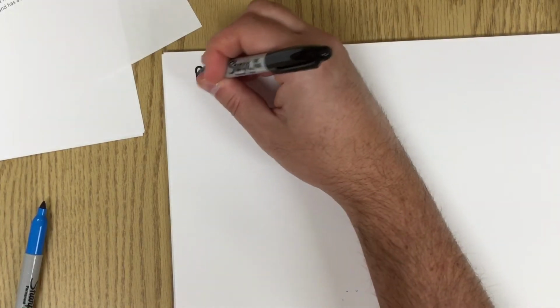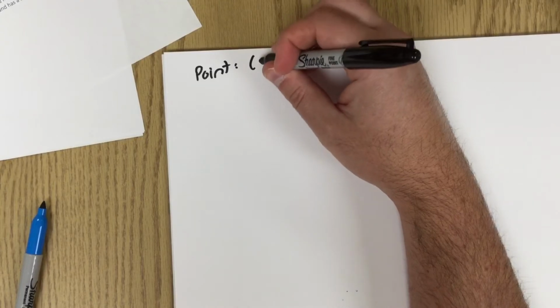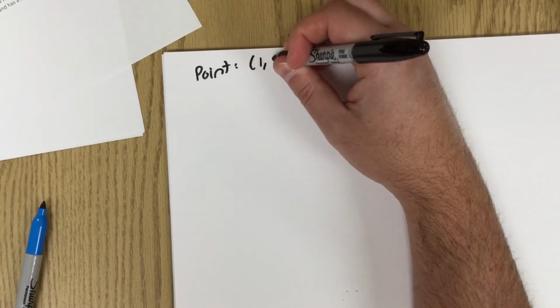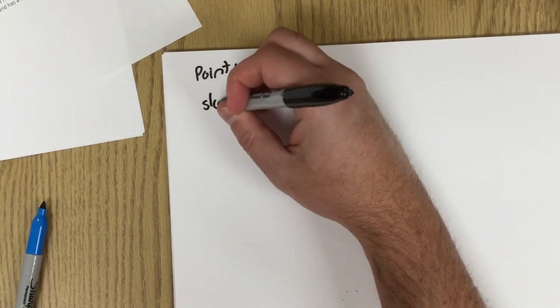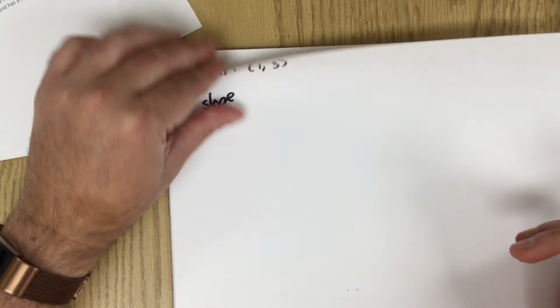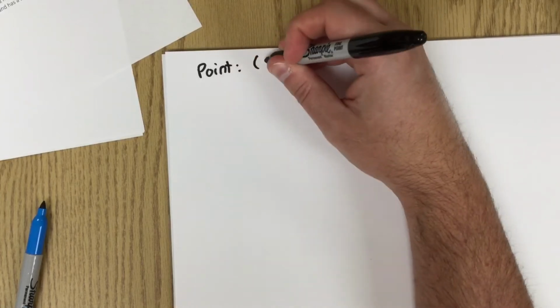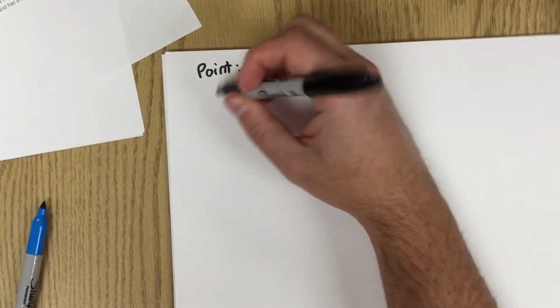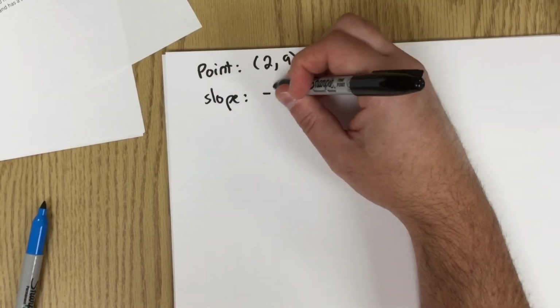Let's say last one, the point is (1, 3) and the slope is, actually, no, we're not going to do that. I'm going to make it a bit higher so it fits on a normal graph. So I'm going to say the point is (2, 9), and the slope is -3/2.